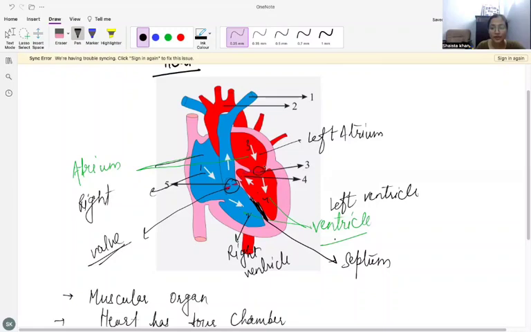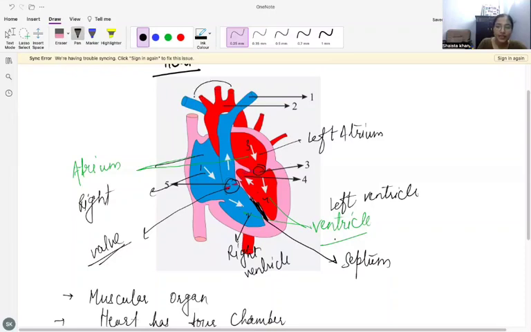So this is also a valve. There are different valves, and they have different names also. But what you need to know is that this is a valve and what its function is. Its primary function is that it prevents the backflow of the blood to another chamber or to where it comes from.